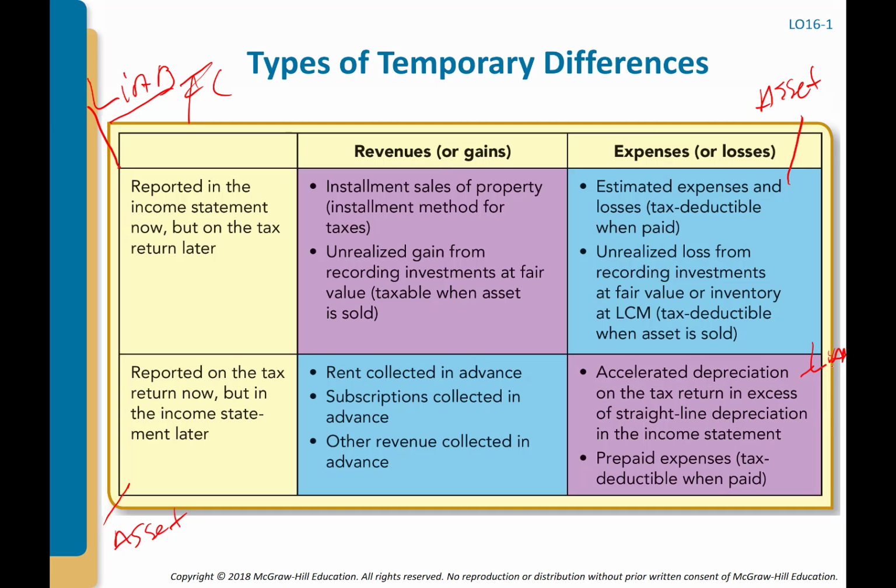Now, prepaid expenses, what happens here? Well, I'm going to prepay my insurance, let's say, and I get to take that as a deduction immediately when I pay it for tax purposes, but for book purposes, that expense is not going to hit till later, so later for tax purposes, my deductions will be smaller, won't they? And so that's going to result in a liability, okay?